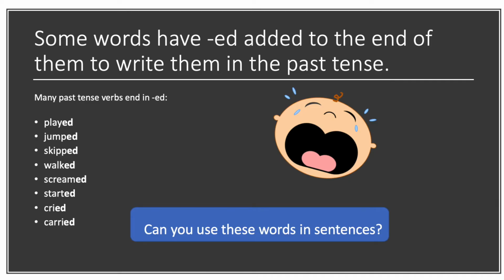So some words you just have to add ed to the end of the word to change them into the past tense. So for example, play becomes played, jump becomes jumped, and so on. So have a look at these words now and see if you can use them in a sentence. You could also challenge yourself and see if you could write them in a sentence but in the present tense. So how would the word change if you were going to write it in the present tense?